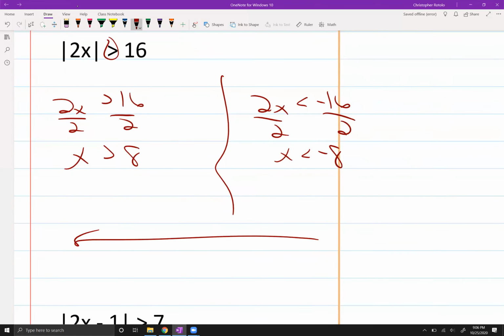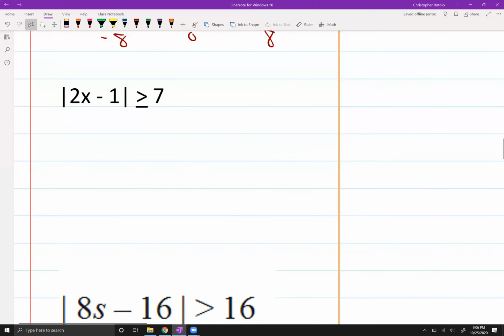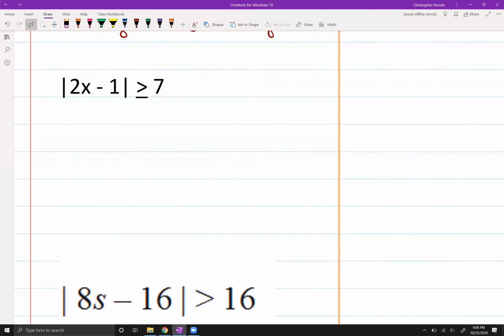All right, so again, we can put these on the number line. 0, we'll call this 8. We'll call this -8. We're going to be less than -8, so it's open circle and shade to the left. Greater than 8, open and shade to the right. All right, so we're really using the absolute value to create a situation where we have multiple equations, like what we just did in the last section with those compound inequalities.